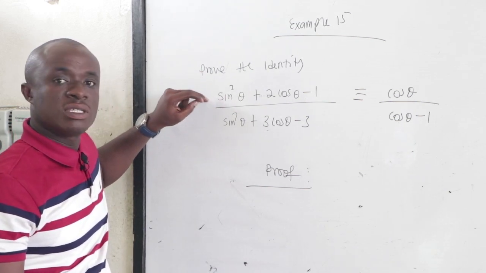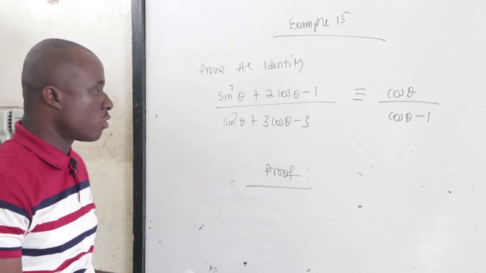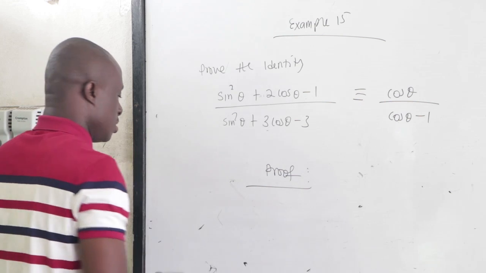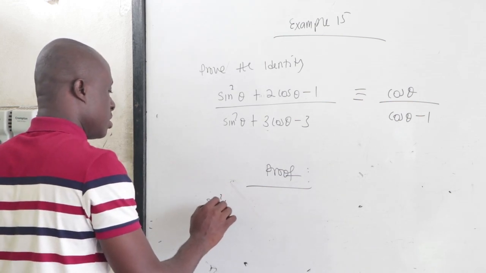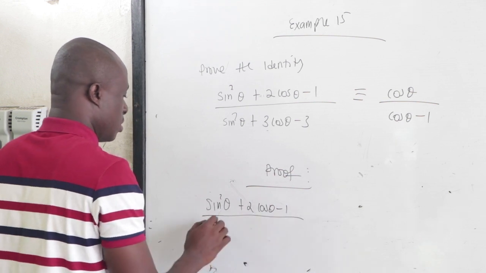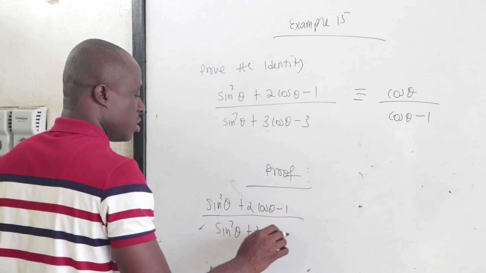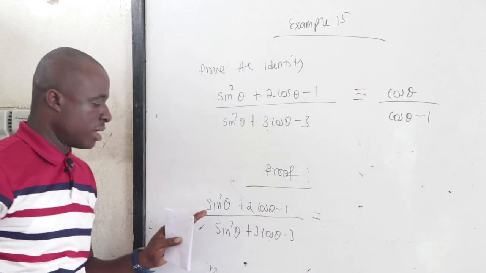So I have sine square theta, I have to change this in terms of cos. So let me start with the left-hand side. I have sine square theta plus 2 cos theta minus 1 all over sine square theta plus 3 cos theta minus 3. Now, I have to change this.